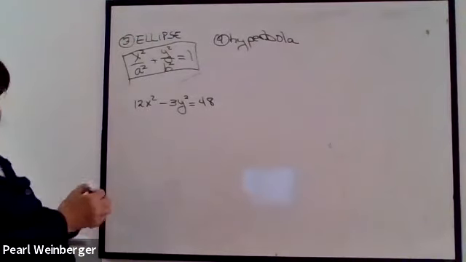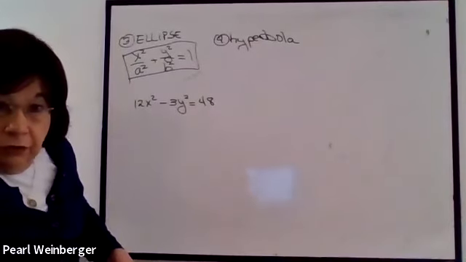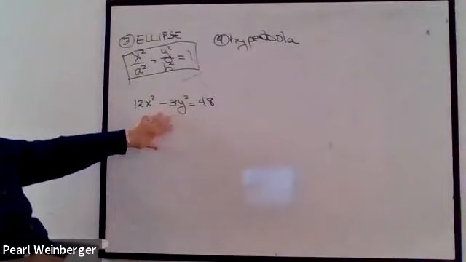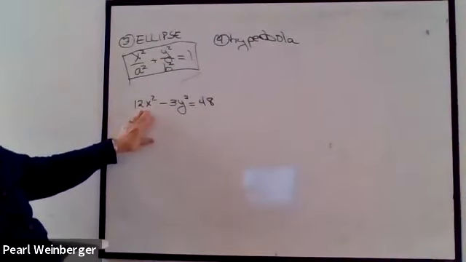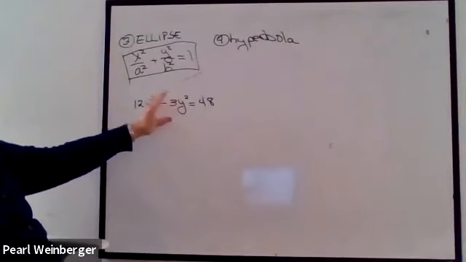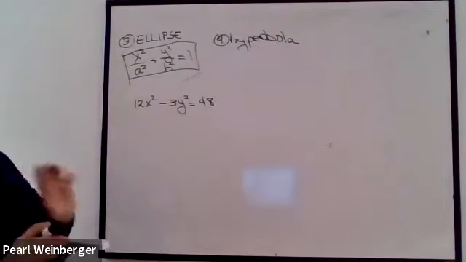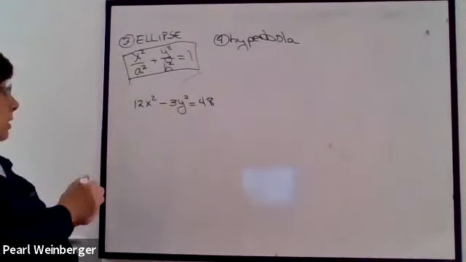Okay, let's work on this together. First of all, I think we can see that what we're looking at is for sure going to be a hyperbola. It has an x squared term, it has a y squared term, and the sign in between the x squared and the y squared term is negative. It's a minus sign. That means it's a hyperbola.